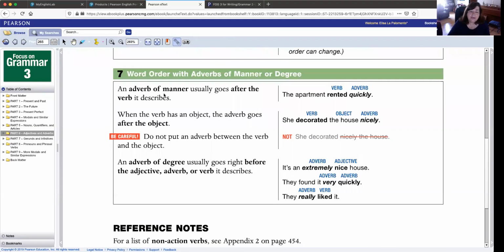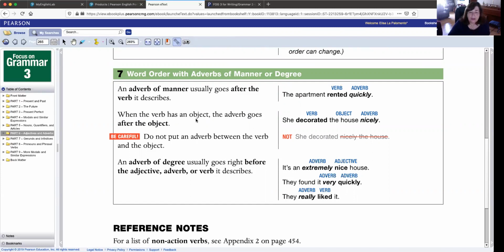It tells you that an adverb of manner usually goes after the verb it describes. The apartment rented quickly. Okay, how did it rent? It rented quickly. Okay, it goes after the verb it describes.